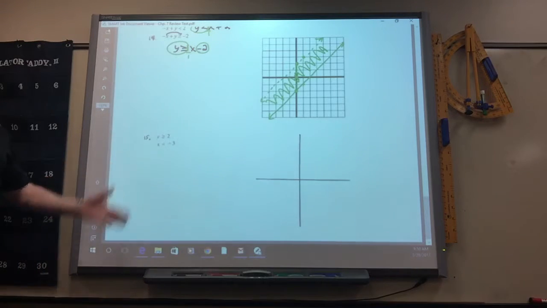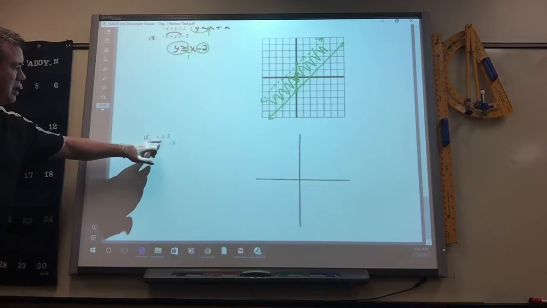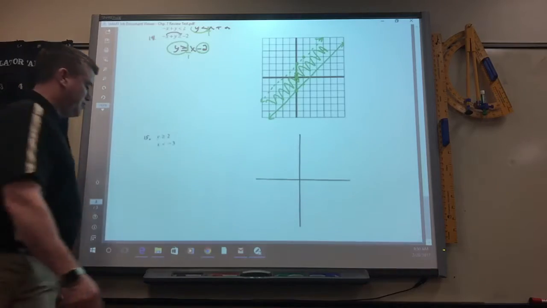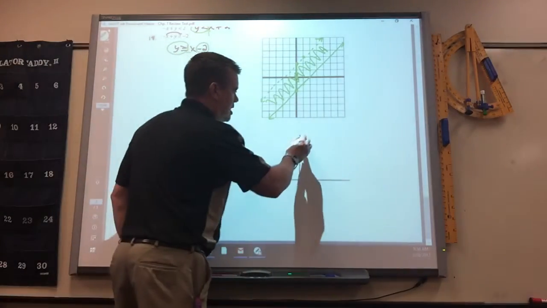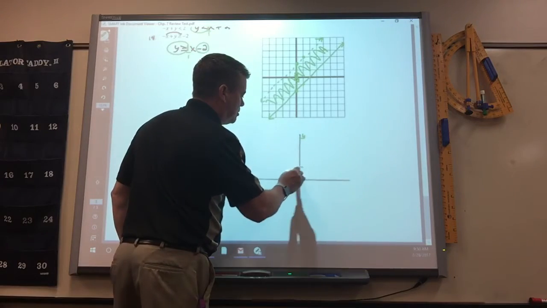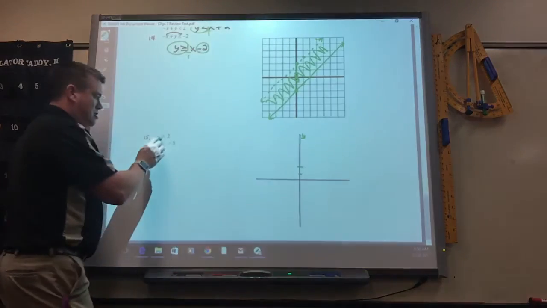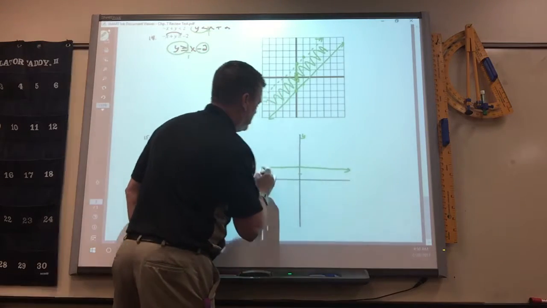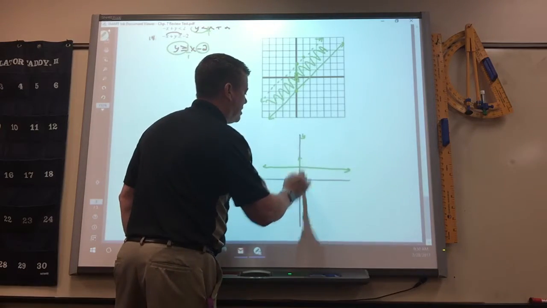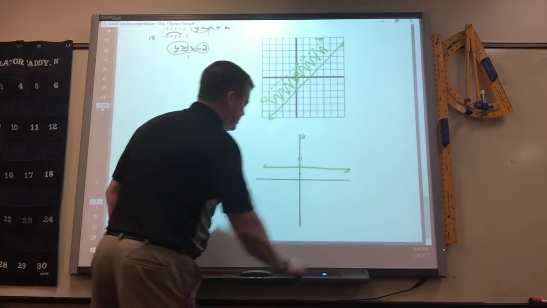Okay, so here we just have two of them. This one's solid, this one's dotted. Y greater than or equal to 2 crosses the y-axis at 2. It is solid because it has the equal. Greater than would be everything above it.